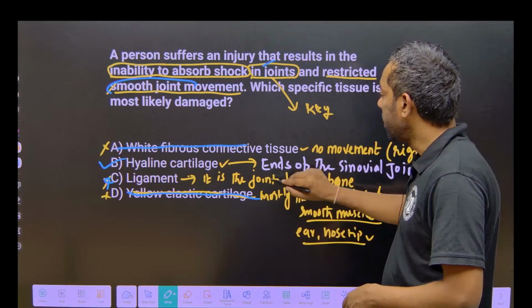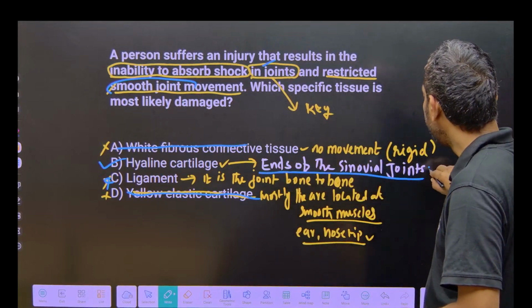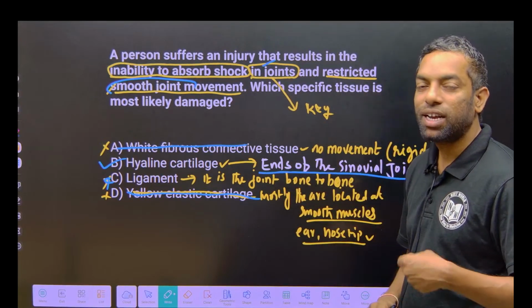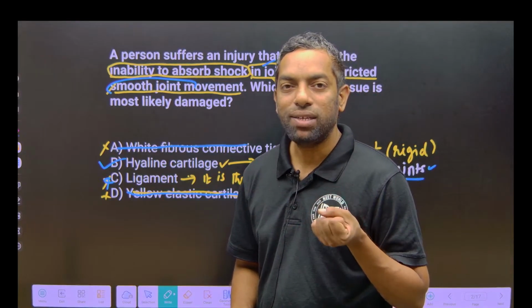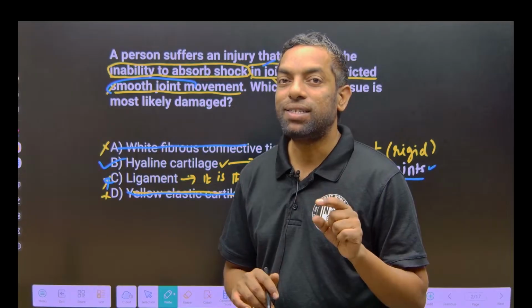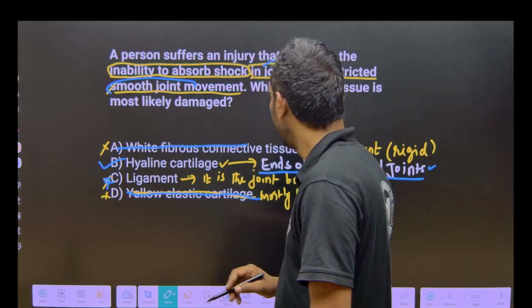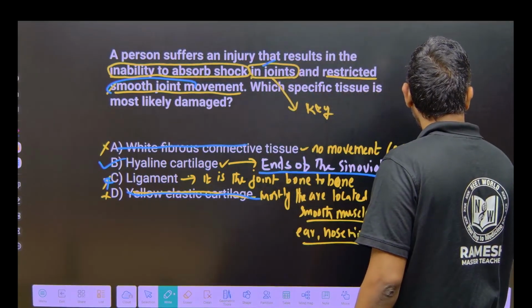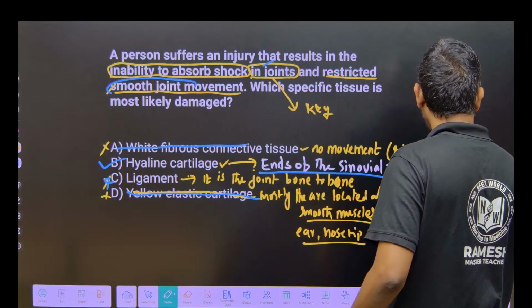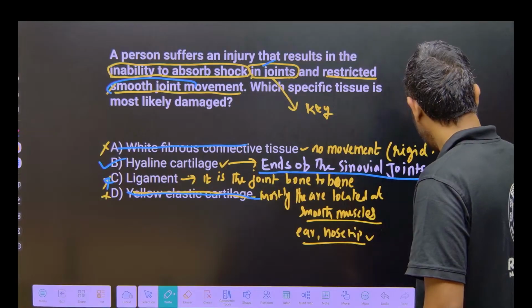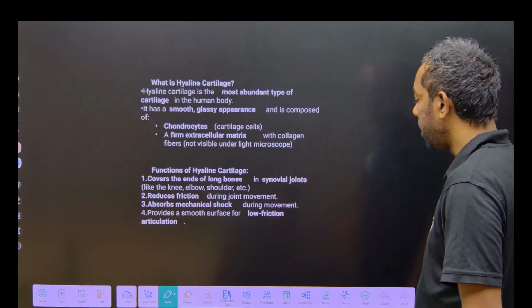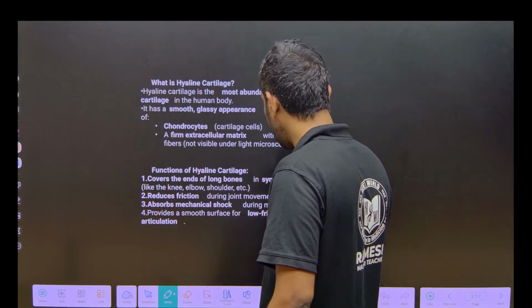Hyaline cartilage is at the end of all synovial joints. It can be used as a shock absorber, and the synovial fluid is also involved as a shock absorber. I am going to explain about hyaline cartilage here.